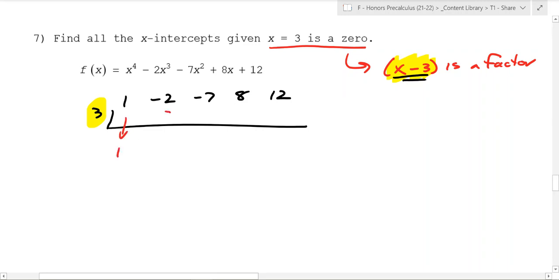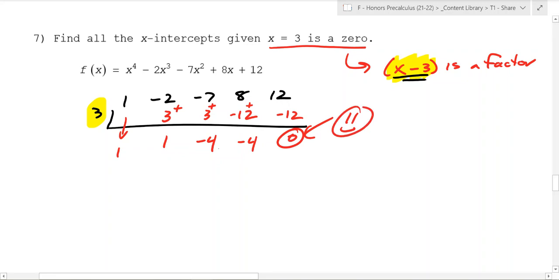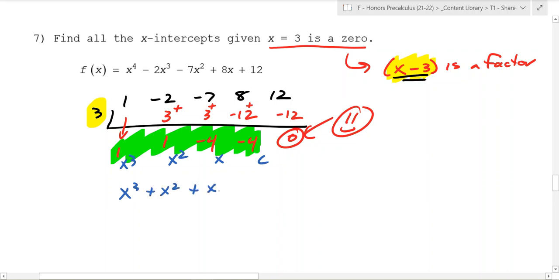Multiply by 3 and you get 3. Add and you get 1. Multiply by 3 and you get 3. Add and you get negative 4. Multiply by 3, you get negative 12. Add right here and you get negative 4. Multiply by 3, you get negative 12. Add and you get 0. That's a good sign. So what's left? Remember, these numbers that are left tell you it's going to be the constant, the x, the x squared, and the x cubed. So what's left is x cubed plus x squared plus x minus 4 right there.